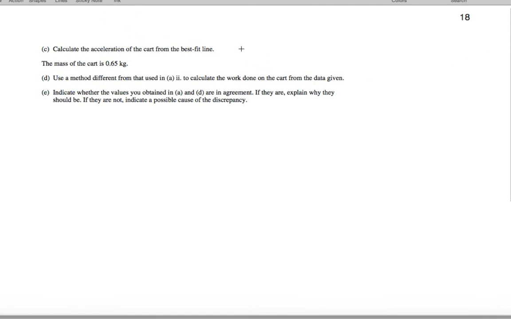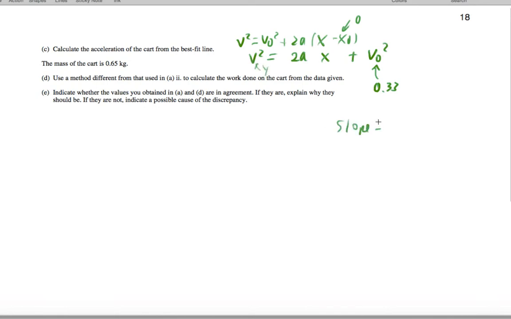So let's just remember v squared equals v naught squared plus 2a times (x minus x naught). In this case, x naught is 0. So what we're going to end up getting is v squared equals 2ax plus v naught squared. So our y-intercept, 0.33, is of course the v naught squared, and this is our y variable. That means the slope will give us 2a in this graph.